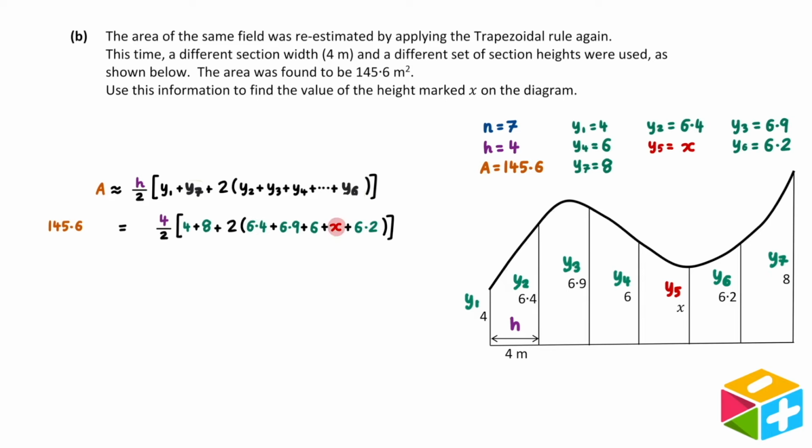The goal here is to find the value of x. In other words, to isolate x all by itself on one side of the equation. However, there's a lot of numbers around this x on the right hand side, so let's do some simplification. 4 divided by 2 is 2. 4 plus 8 is 12. And when we add together all the numbers in the bracket with the x, we get 25.5.